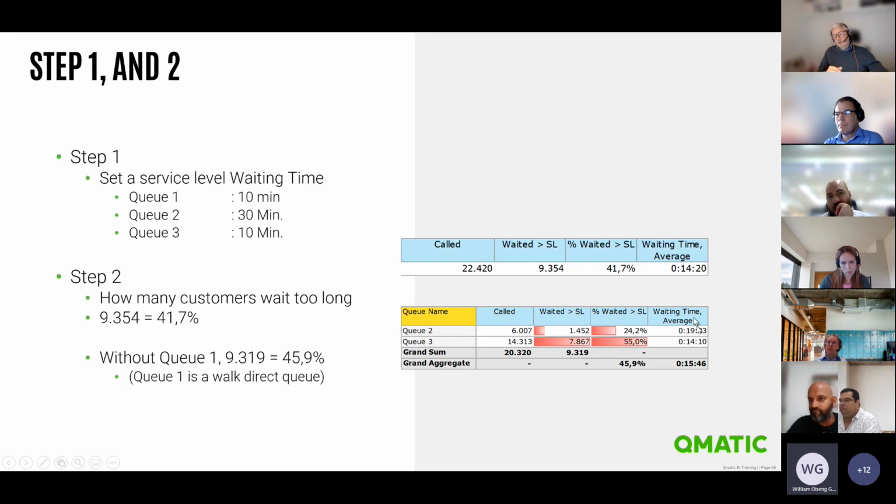Take in mind also this average waiting time, that doesn't mean so much. A lot of people talk about, I want to know the average waiting time. I always try to urge that it's much more important to look at waiting time service level. How many customers waited too long is much more important than the average waiting time.